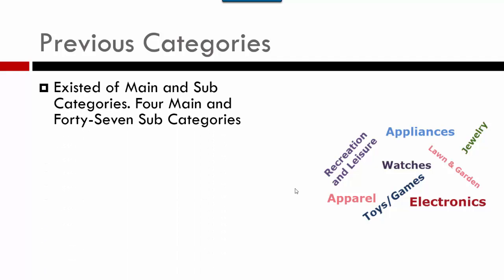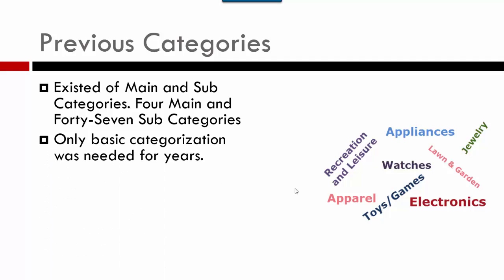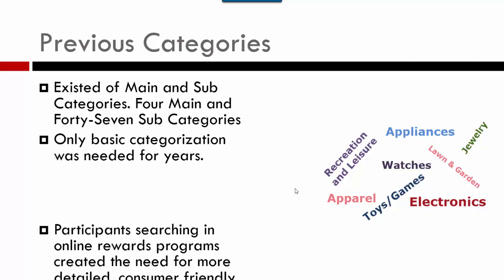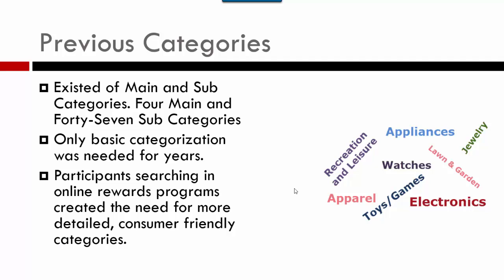Previous categories existed of 4 main and 47 subcategories. We've only needed this basic categorization for the longest time because searching has primarily been done by suppliers and reps, and then a little bit of resellers eventually with Access RepLink coming on. But then when RepLink started feeding online programs and participants started searching the products, we needed to create a more detailed consumer-friendly category structure that allowed for the participants to pinpoint the items that they were interested in more easily.